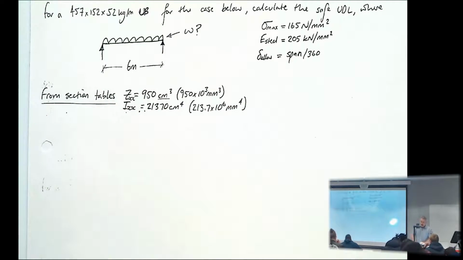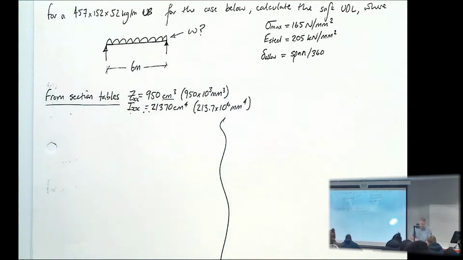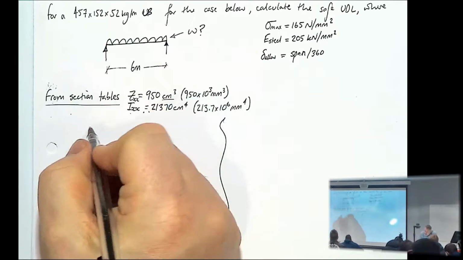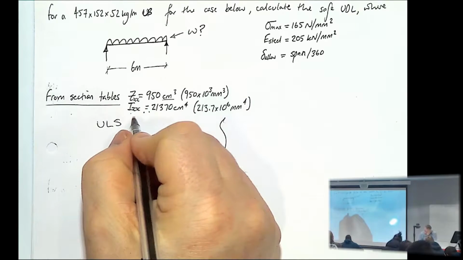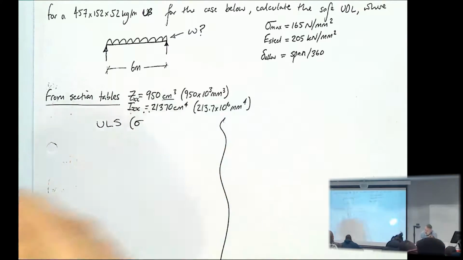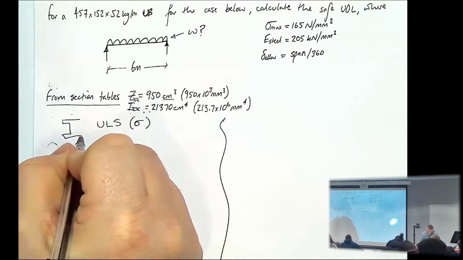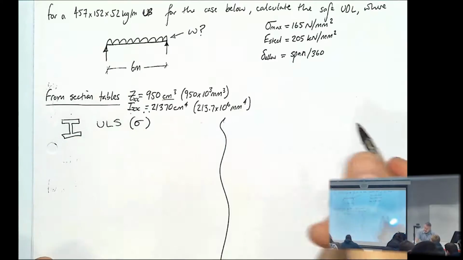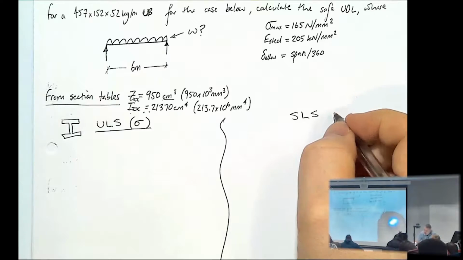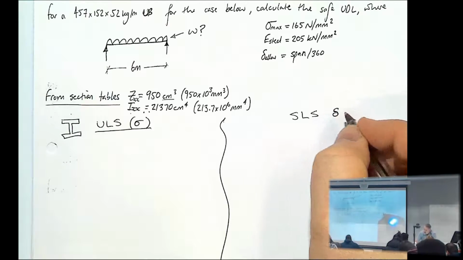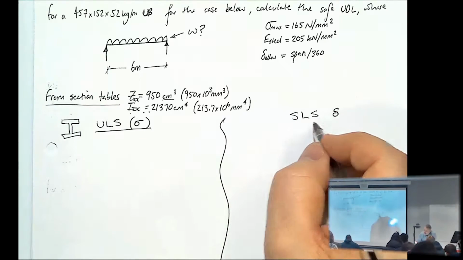So there's two things we need to consider for this example, and I'll split the page in half. We've got our ultimate limit state, where you're looking at the strength, and we're going to look at the stress within the actual beam itself. And secondly, we're going to look at the serviceability limit state. So we're going to look at the deflection, where we've been given an allowable deflection of span over 360.